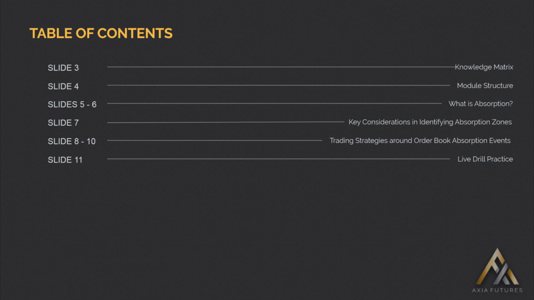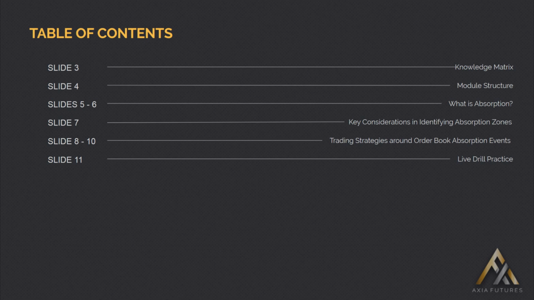Firstly, on slide 3, we look again, so we consolidate this learning, the knowledge matrix and what part of that knowledge matrix the absorption section sits. In slide 4, we look at just the overall module structure, what we'll be looking at throughout the whole module. Slide 5 and 6, we start defining what is absorption.